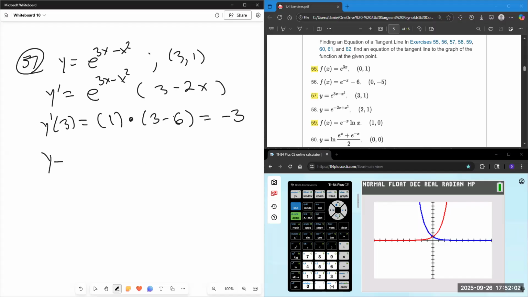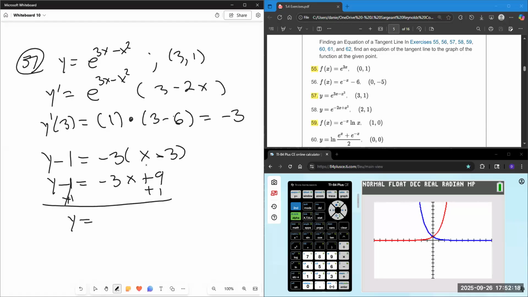So y minus y1 is equal to m times x minus x1. y minus 1 equals negative 3x plus 9. Add 1 to both sides, and I have y is equal to negative 3x plus 10.